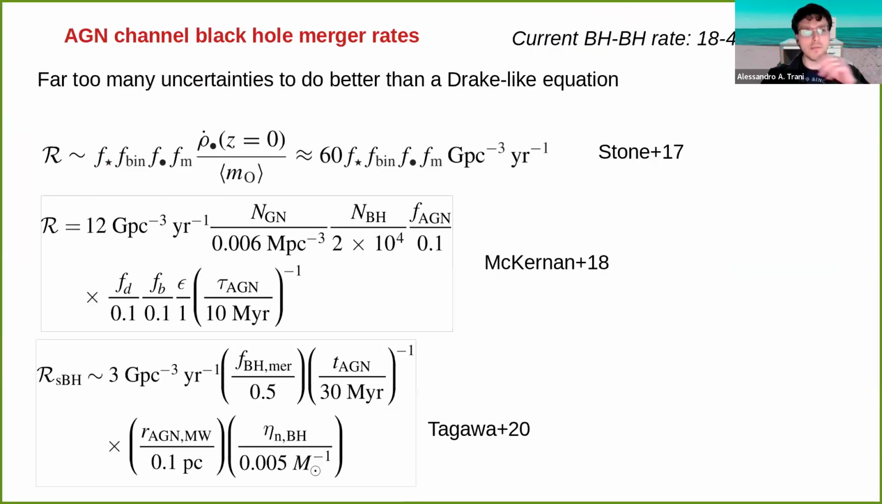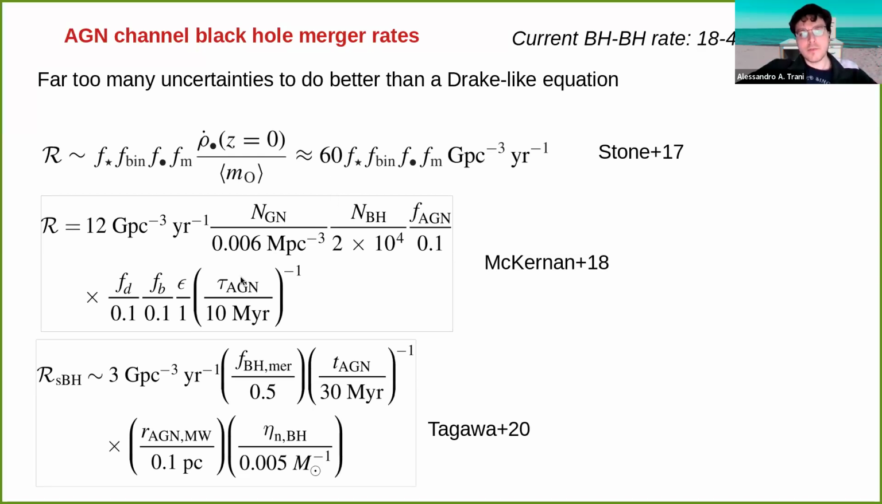So we say three-body encounters, but here there are very different scenarios where three-body encounters operate. One, as I said, is the AGN channel. And for these, the estimates are quite uncertain. So the current binary black hole rate, for example, is this one. There have been some estimates of the rate of the AGN channel using a Drake-like equation, and it's highly uncertain.